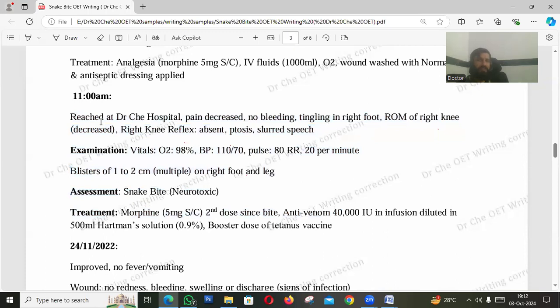There's no need to mention the patient reached Dr. Che Hospital. Okay, there's no need to mention this, just my advertisement. Pain decrease is important. No bleeding, you can skip.